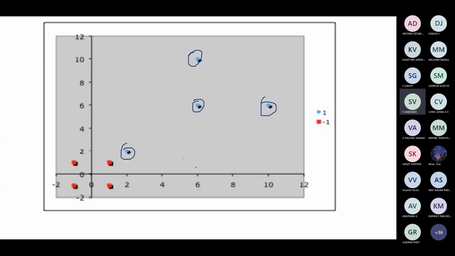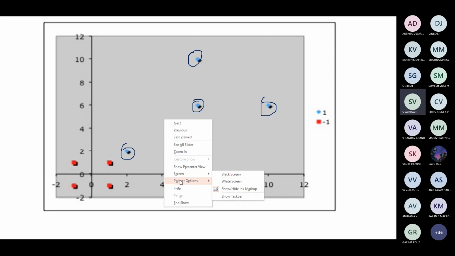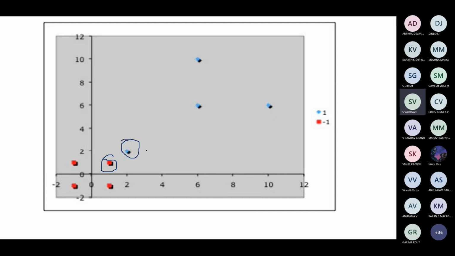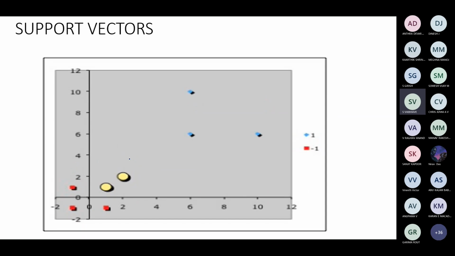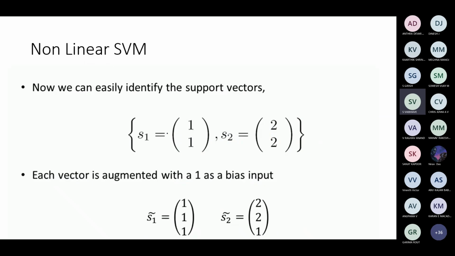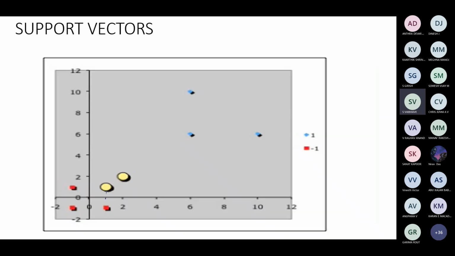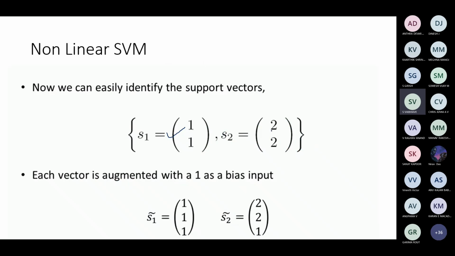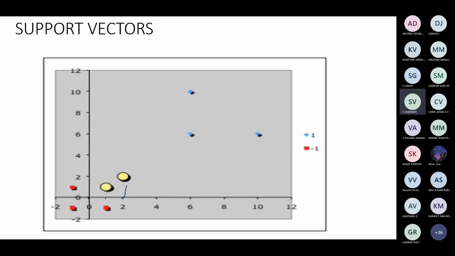Now which are the two nearest vectors, students? For this one, how many support vectors are there? Just by seeing, it is 1 and it is 2. There are two support vectors, right? This is (1, 1) and (2, 2). Can you see? These are the two support vectors: (1, 1) and (2, 2).